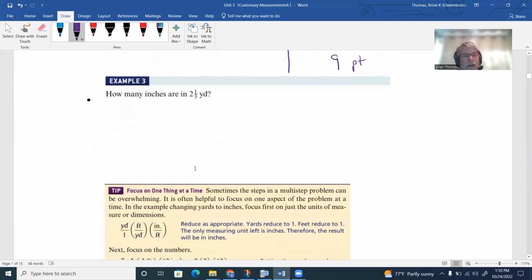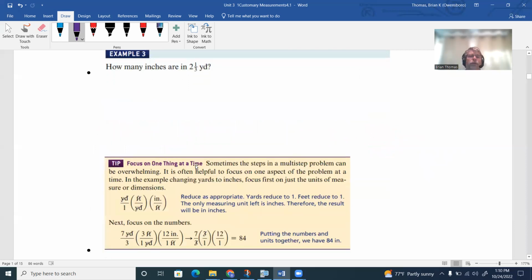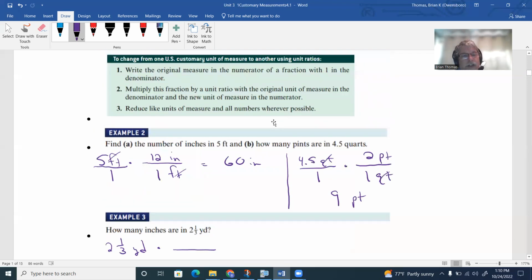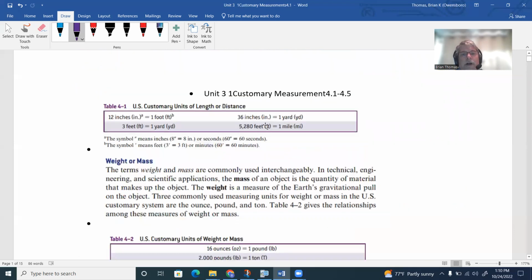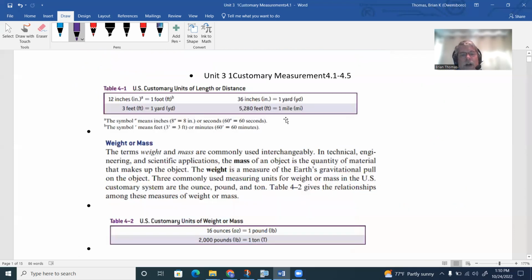So how many inches are in 2 1/3 yards? One way to do this again is write down the 2 1/3 yards. Notice how it's important to keep the units in this. And we will multiply by the unit ratio. Now, there's a couple ways of doing this. One way is see if we can find a relationship between inches and yards. So in our table, we pick up on that there are 36 inches in 1 yard.